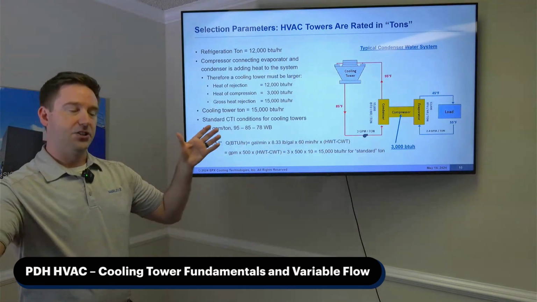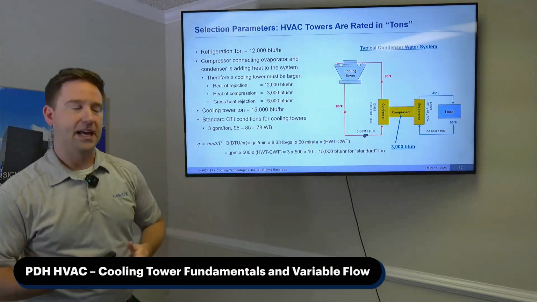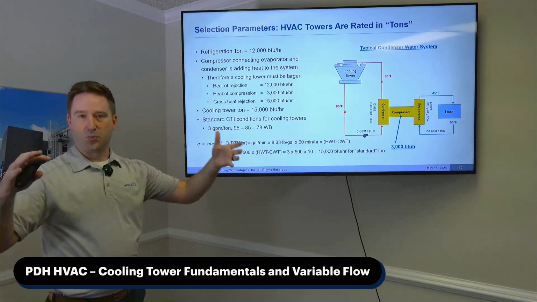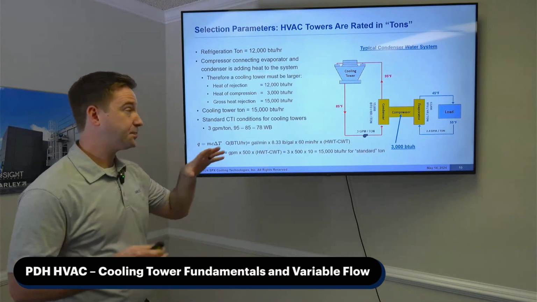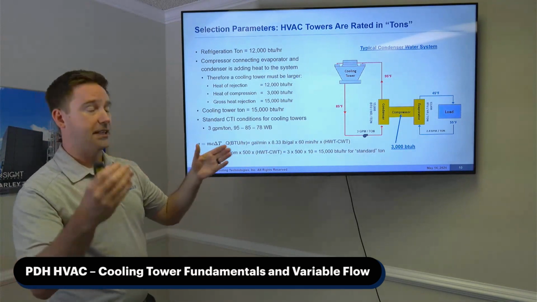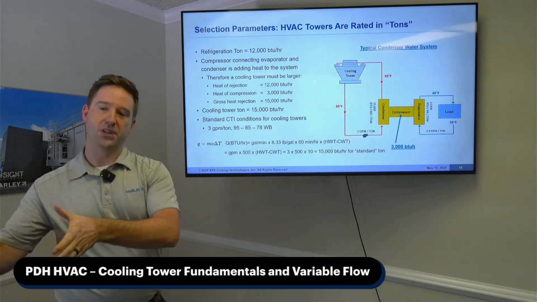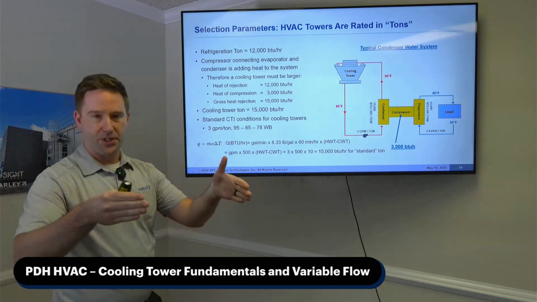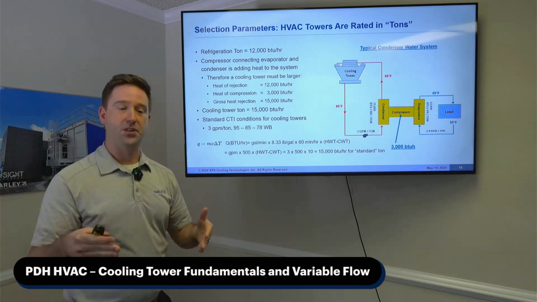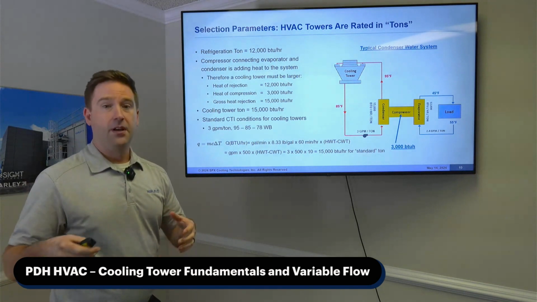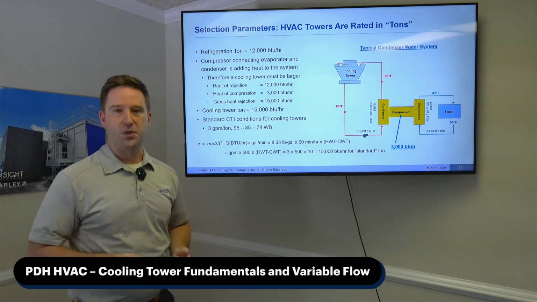Now, in a chiller, you're also going to have a compressor. And in that compressor, you're going to be adding a heat of compression. Kind of CTI standard is about 3,000 BTUs. And so once it goes through there and into the condenser, the water that the cooling tower is seeing is going to be that 12,000 BTUs from your load plus 3,000 BTUs from that heat of compression. So it's actually 15,000 BTUs nominally that the cooling tower is going to see. So a cooling tower ton is about 15,000 BTUs.